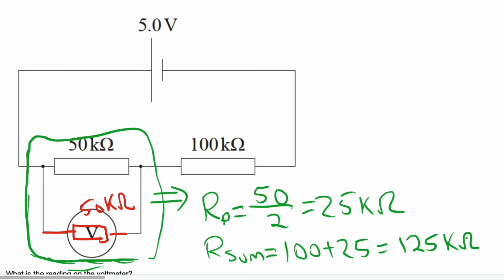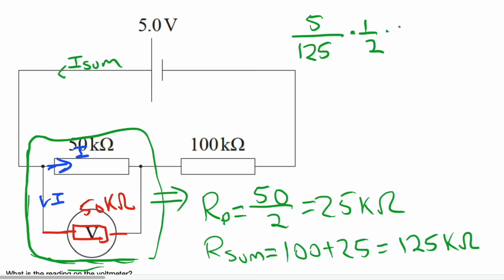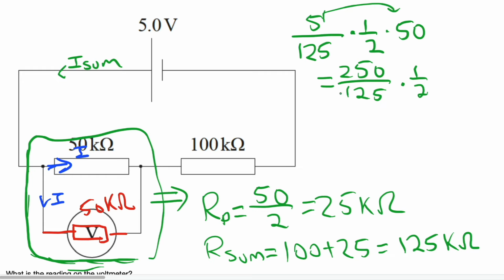And now we can solve for total current. So total current here is just equal to electromotive force divided by 125. And here, this is the current I sum. When it goes from here, we'll have a current I, and here will also have a current I. So multiply by 1/2, and then multiply by 50 will give you the electric potential reading on the voltmeter. So this will be equal to 250 divided by 125 multiplied by a half. This is equal to 2 multiplied by 1/2, and this is equal to 1.